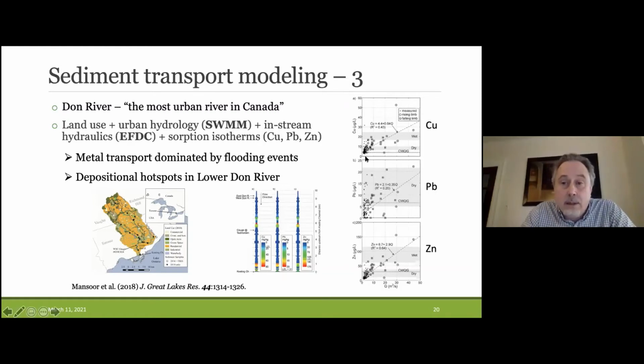And so you can see this in these CQ relationships. So it's concentration versus discharge. We have these positive relationships. So at high discharge, we have high concentration, high loads of metal.